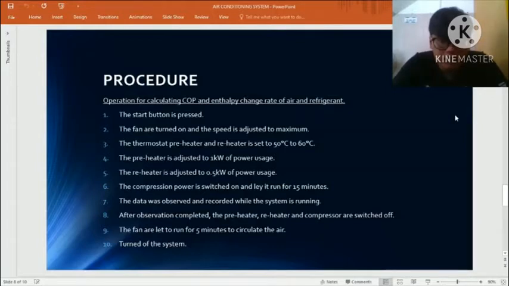Seven, the data is observed and recorded while the system is running. Eight, after observation is complete, the preheater, reheater and compressor are switched off. The fans are left to run for 5 minutes to circulate the air and then the whole system is turned off.